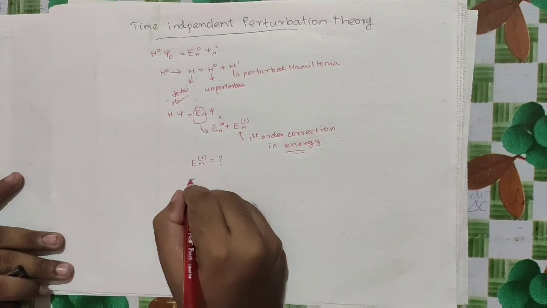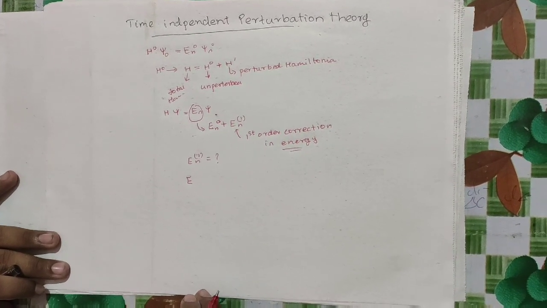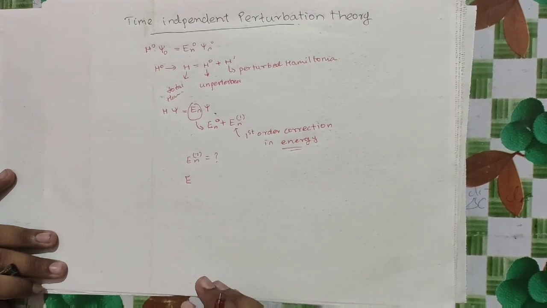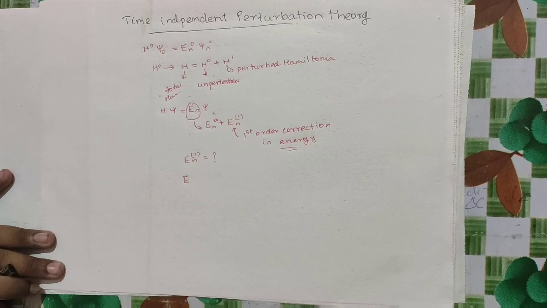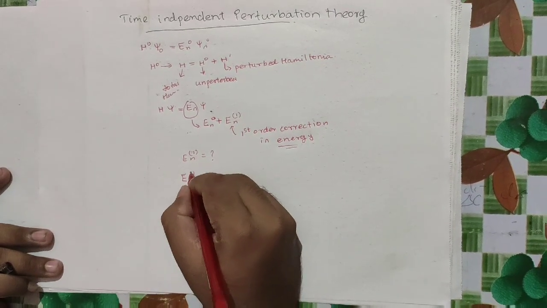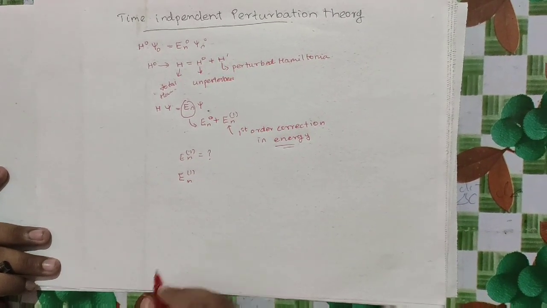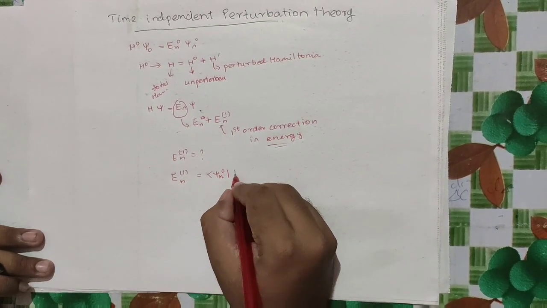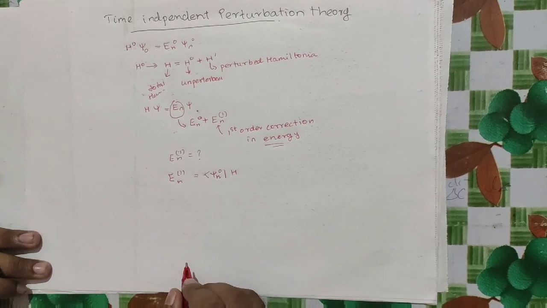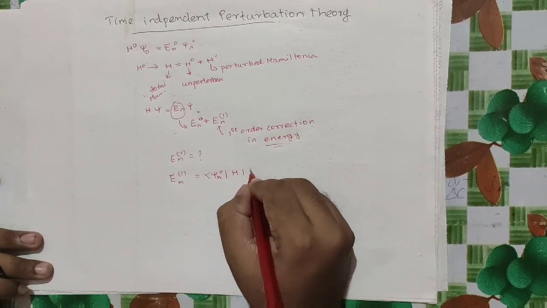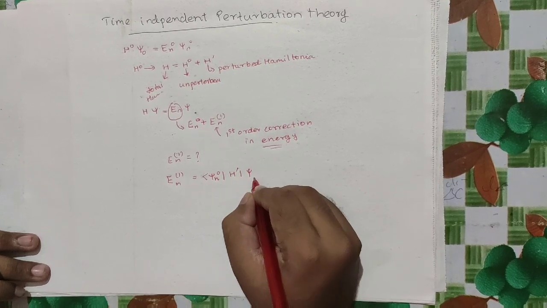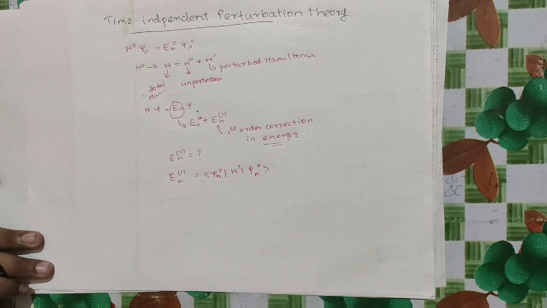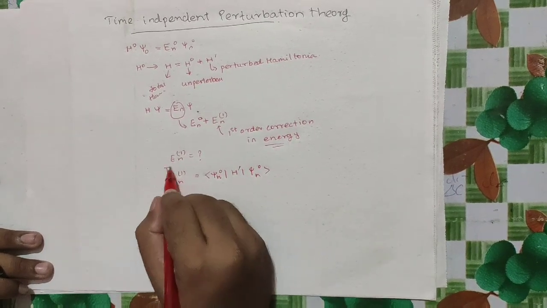We are not going into the derivation part, we are directly giving the formula, then we will illustrate it with an example. So the formula to find the first order correction in energy is nothing but the bra psi n0, the unperturbed wave function, H dash, ket psi n0. Here H dash is the perturbed Hamiltonian. This is the equation.